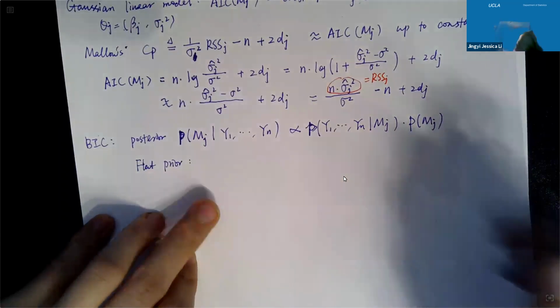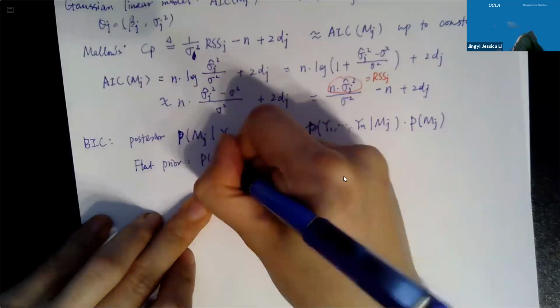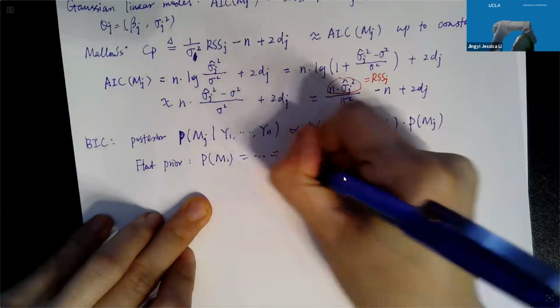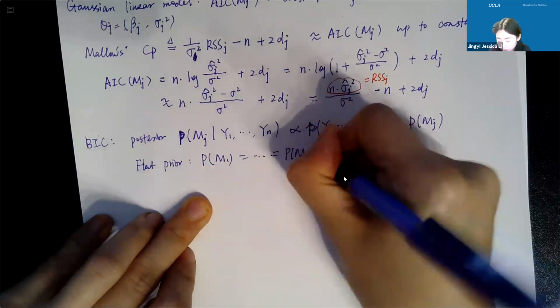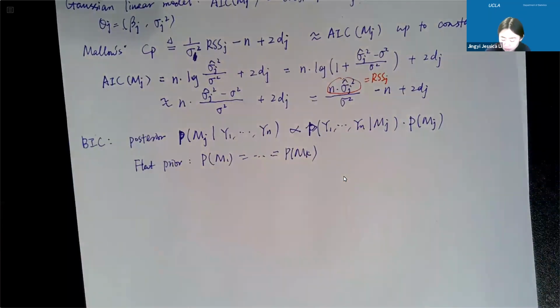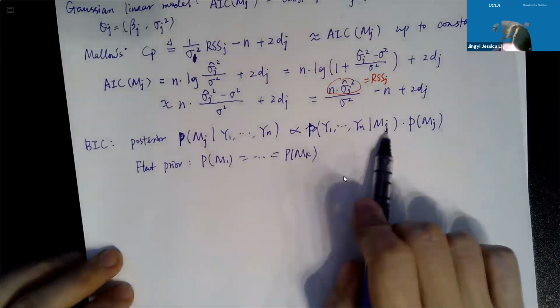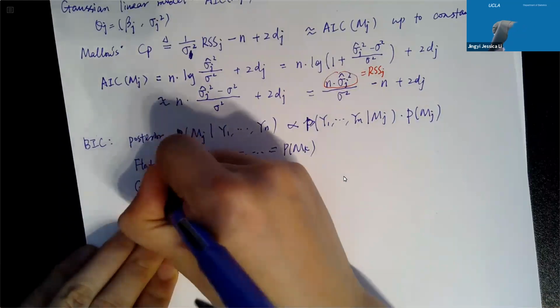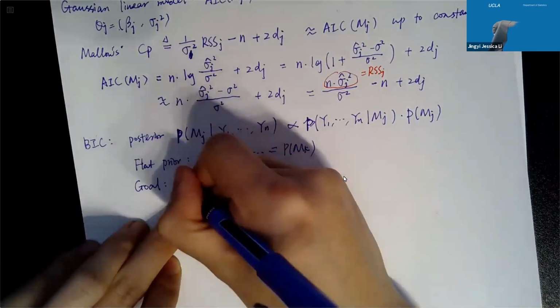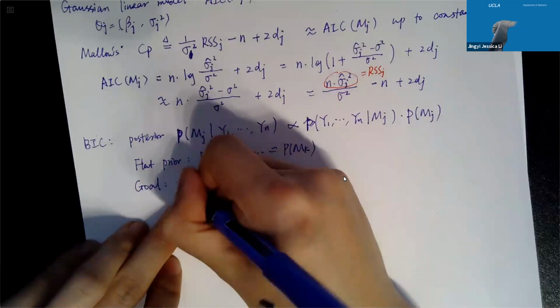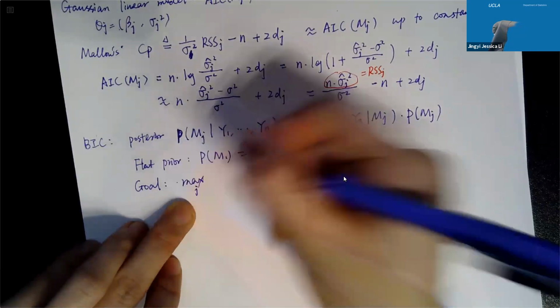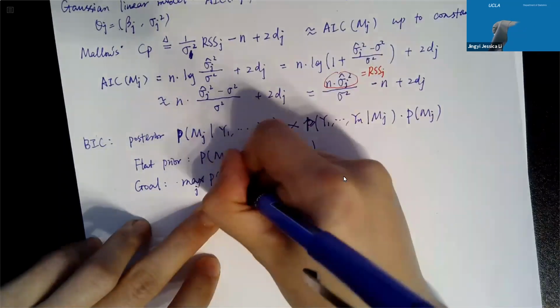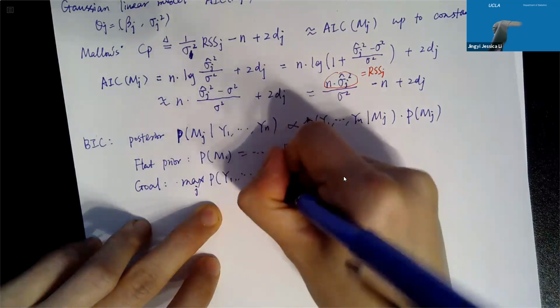So probability of M1 is equal up to probability of MK. So when they're all equal, then comparison of the posterior is reduced to comparison of the density. So our goal is just to find the J that maximizes this density, MJ.